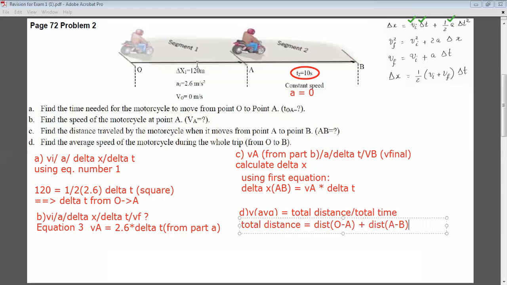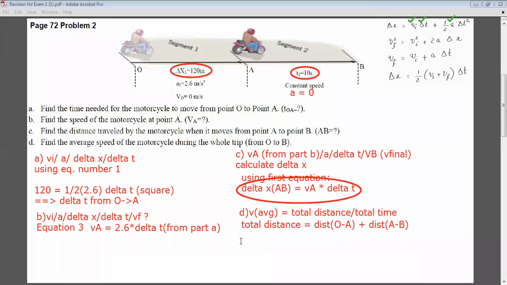Distance from O to A, it's given. Here it is. This is distance from O to A. And distance from A to B, it's here. We calculated it in part C. So we are done with total distance.